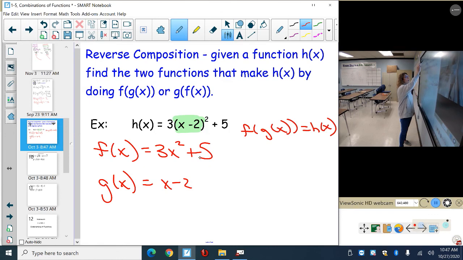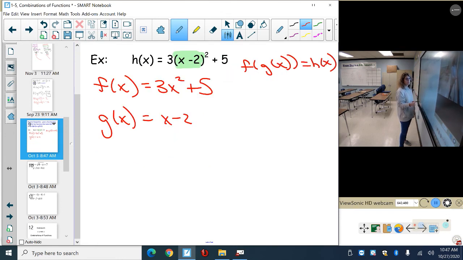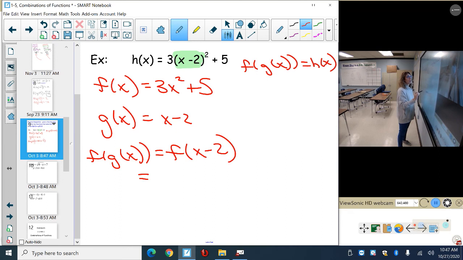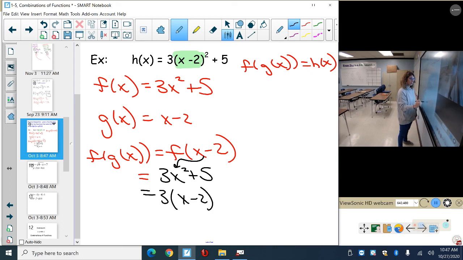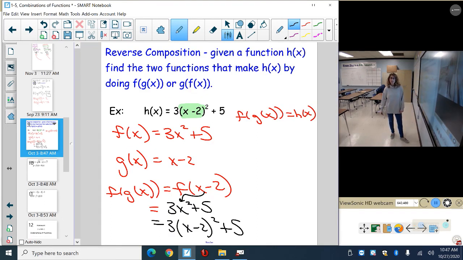So how do I show that? F of g of x. So that's f of x minus 2. So that's going to give me 3x squared plus 5 is what I said was f. And I'm going to plug in x minus 2. So I'm right. The inside term, whatever's in parentheses, is going to go inside.